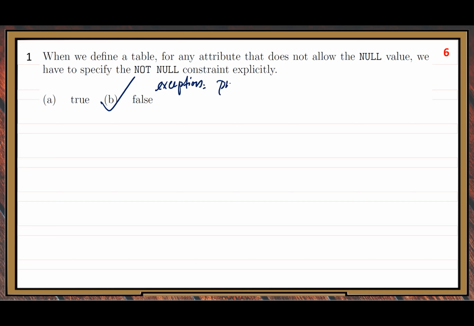The primary key is the exception because for a primary key, it is required that it cannot be null and you do not need to specify it. That is in the rule. That's the exception for the statement. False.